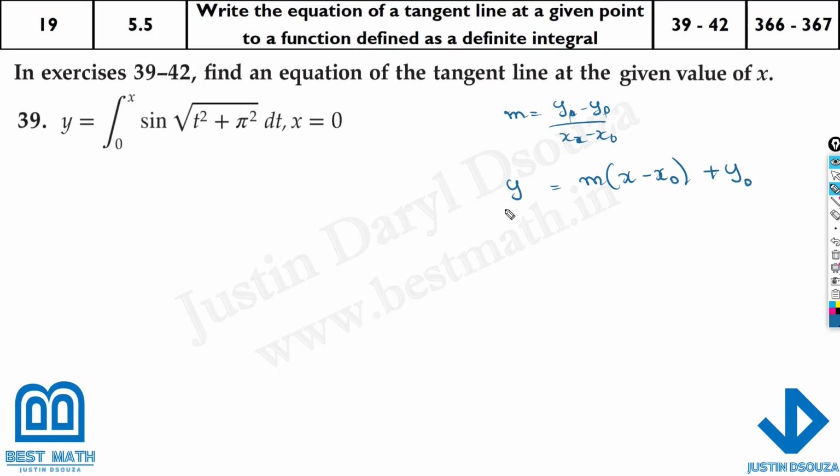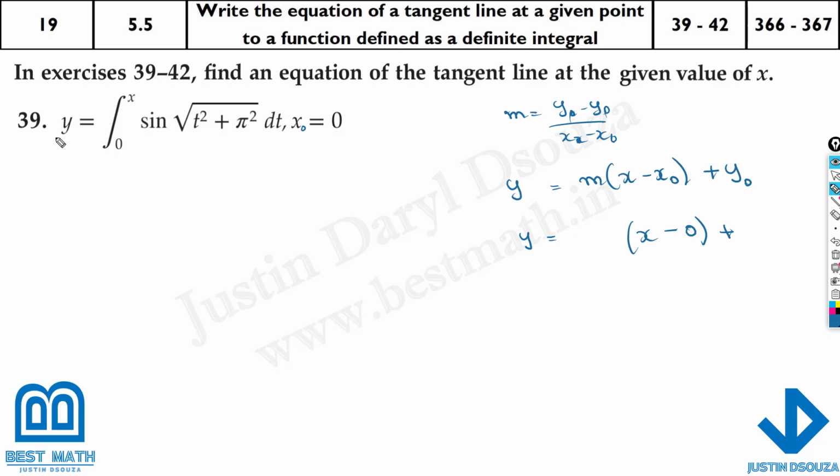Now what do we want? y and x remain as they are: y equals something unknown, but x remains the same, minus x naught. What is the x naught value? Whatever is given in the question, that is it. That is 0, x naught, plus this is unknown. There are two unknown terms. Now how can we find m and how can we find y naught? y naught can be easily found out.